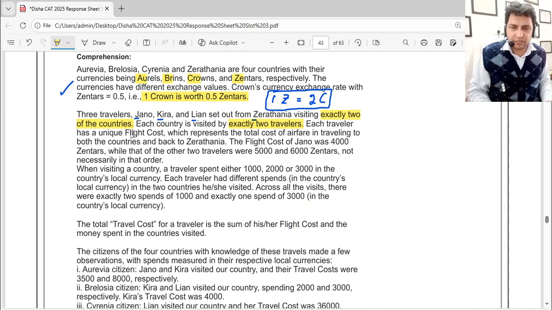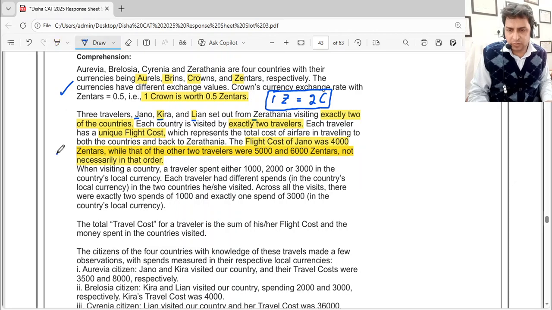Now each traveler has a unique flight cost. Important information, the word unique is important here, which represents the total cost of airfare in traveling to both the countries and back to Zerathania. So that is the total flight cost for going to a country, going to another country and then coming back to Z. The flight cost of Zeno is given to us, that is 4,000, and that is in Zentar. And the other 2 travelers have 5,000 and 6,000, but not in that order. So order we are not aware of for K and L. We don't know how much flight cost they had. Either it's 5 or 6, we don't know for whom it is. So information from here also has been marked.